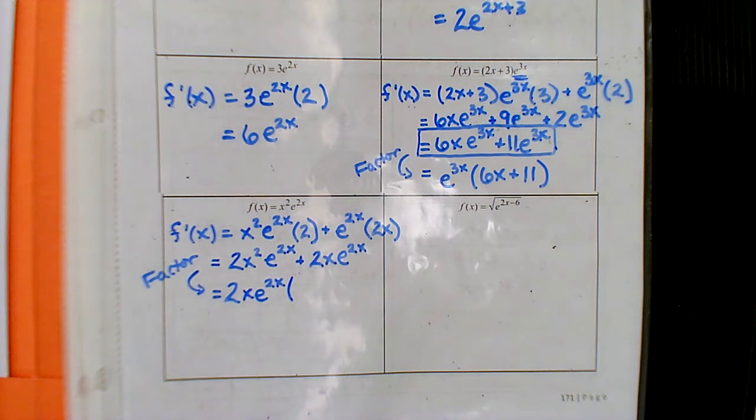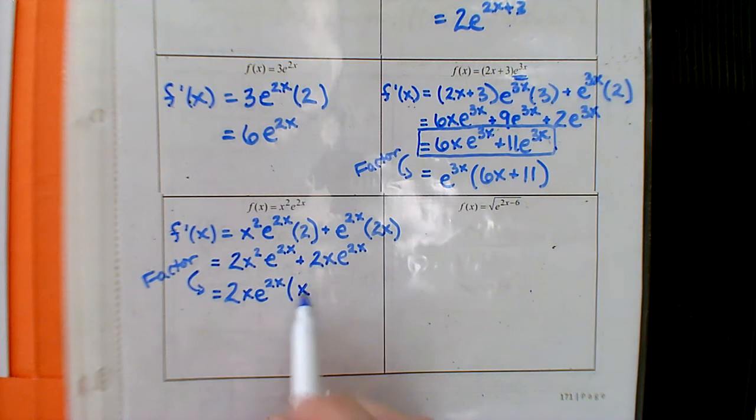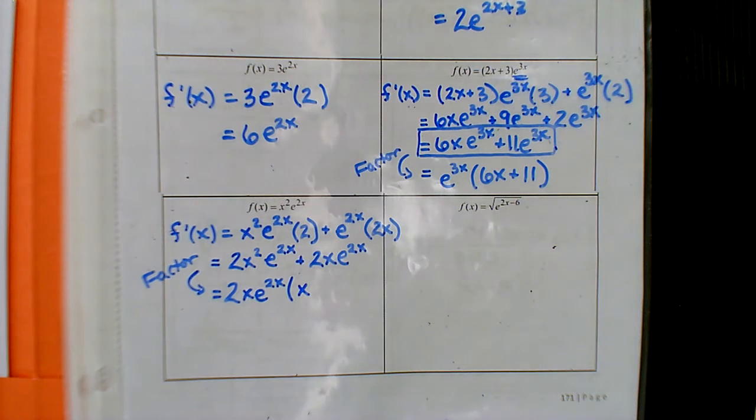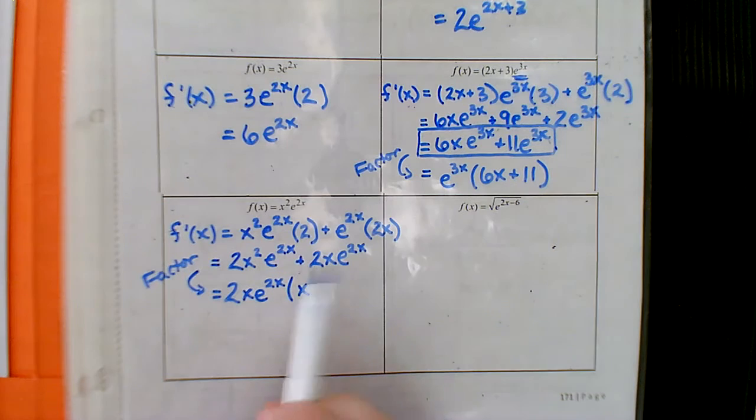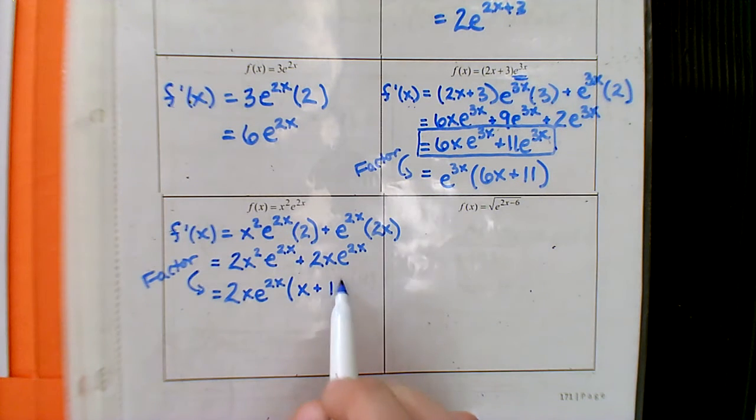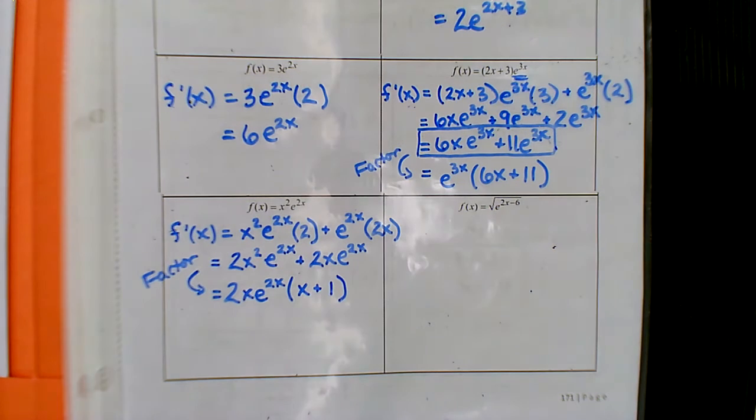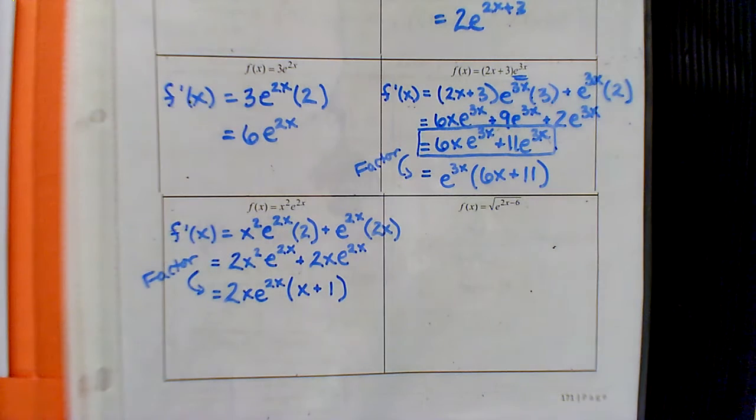Okay, so if we remove that from the first term, we're left with a single x. And since we're removing all of that from the last term, we're just left with a placeholder of 1. That way, if we were to distribute the GCF back in, it would still be there as a term. All right, so there's that derivative. Not too bad.